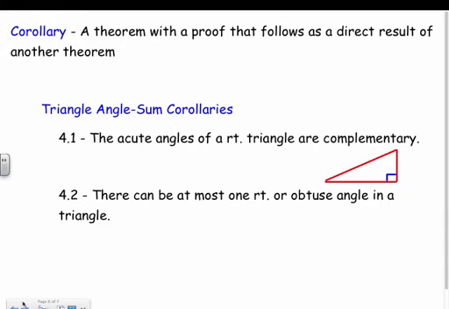If I have a right angle, I know that the other acute angles have to be complementary, right? Because if I have that right angle, these two guys would have to add up to 90 degrees to give me a total of 180. So that should make sense.